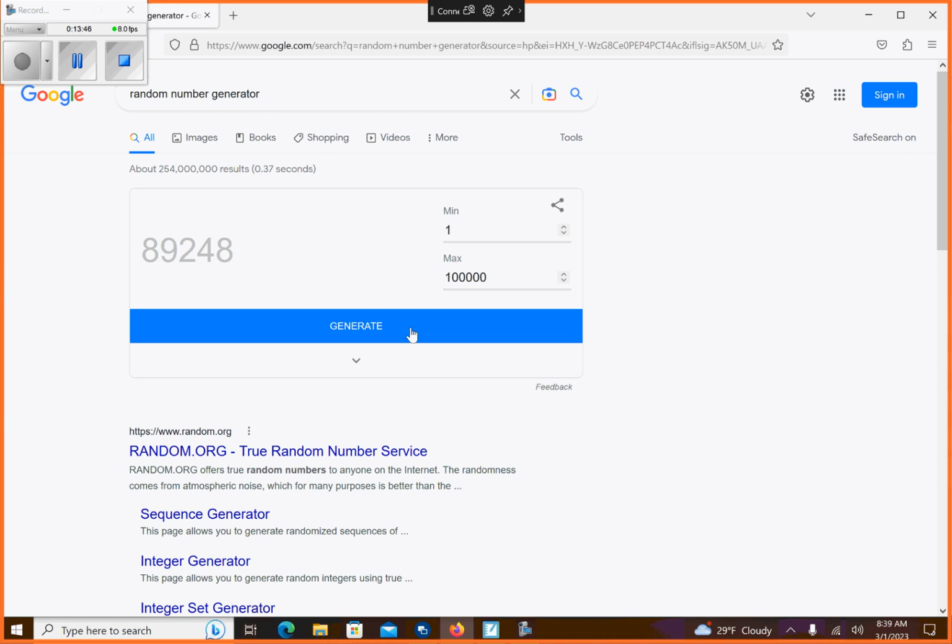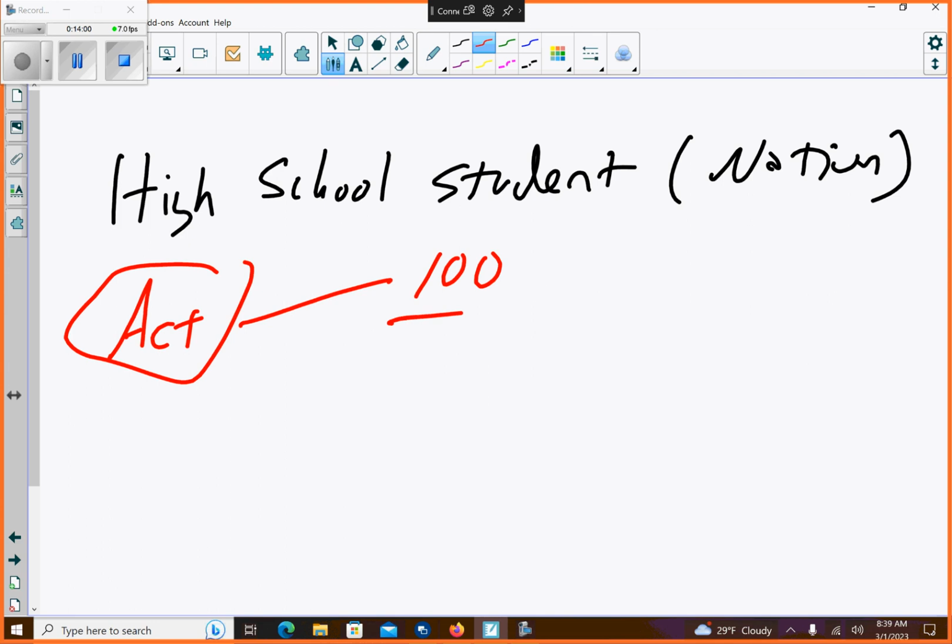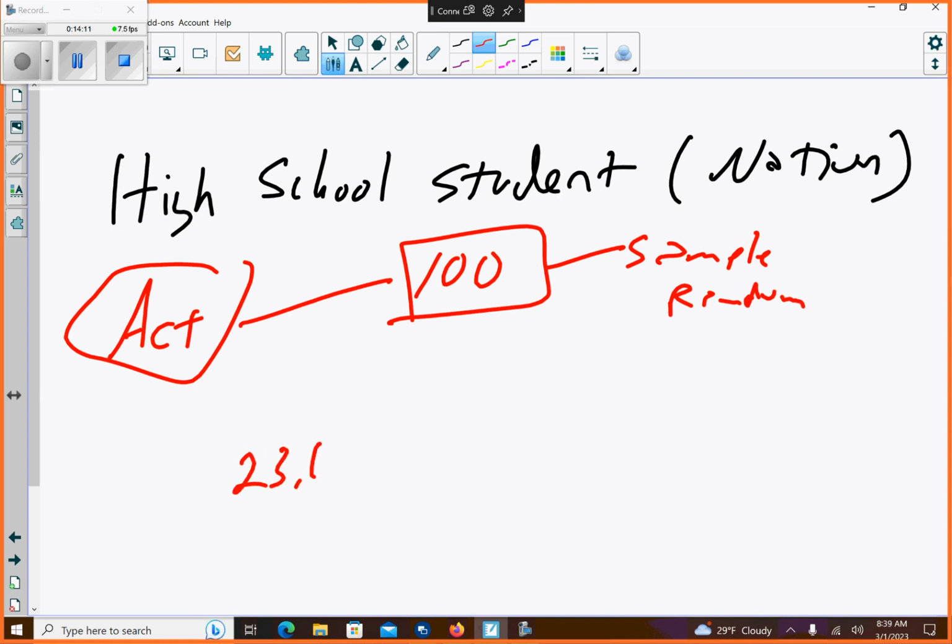Granted, this is not a real fascinating way to go through as a job, but there are people that will do this type of math. So let's say we keep doing samples of 100 random people on the ACT. Well, our first batch, we might find there's a 23.6 average. The next time we do it, we might find a 24.2 average. The next time, a 22.3 average. And we might have a 23.0 average as I keep doing it over and over again.